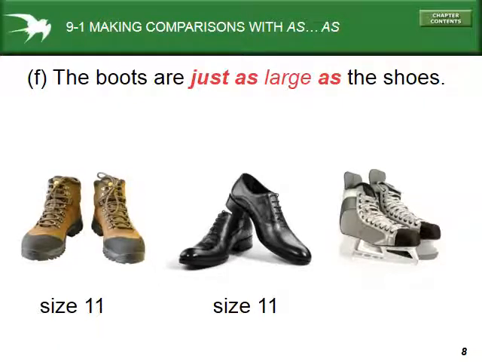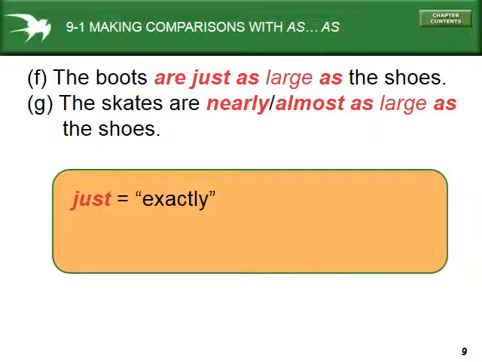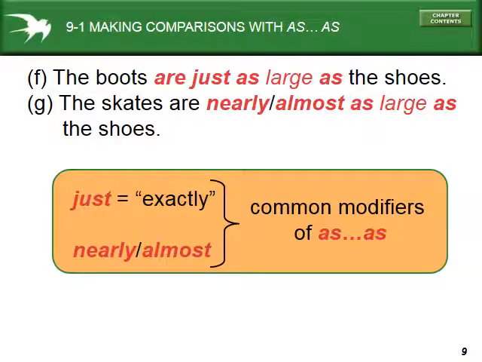We can also say the boots are just as large as the shoes. And what this is saying is that they're the same. So we can also say the skates are nearly or almost as large as the shoes. In the first case, where we say just as large as, the shoes and the boots are exactly the same. When we say nearly or almost as large as, what we're saying is that it's very close. There's a slight difference, but a very, very small difference. So in this case, we have size 11, size 10. So just means exactly the same, and almost or nearly means it's very close to being the same.